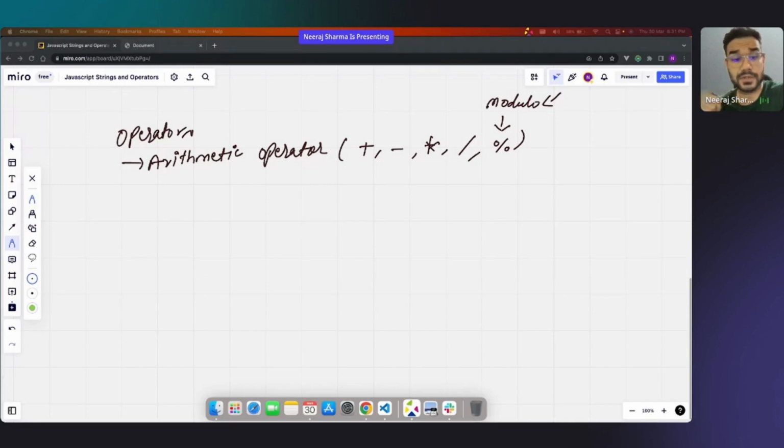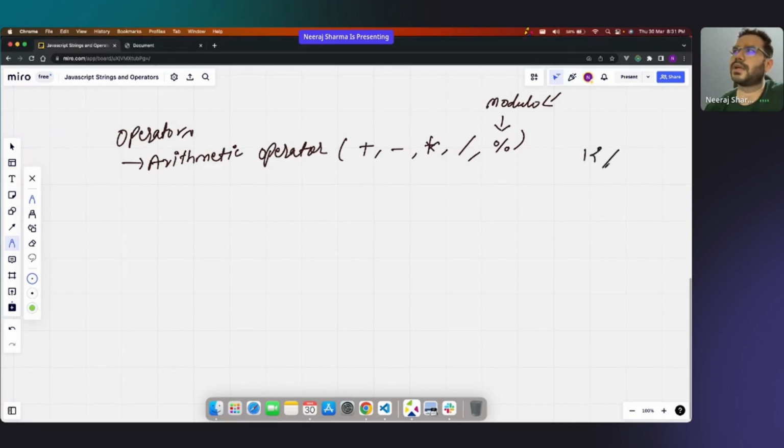Because we might use this thing when we'll be talking about data structure. Just do this now. When you are at home, just take 12 divided by 15 and see what the modulo comes out as. That's how you'll understand. It is pretty straightforward. So this is our arithmetic operator.